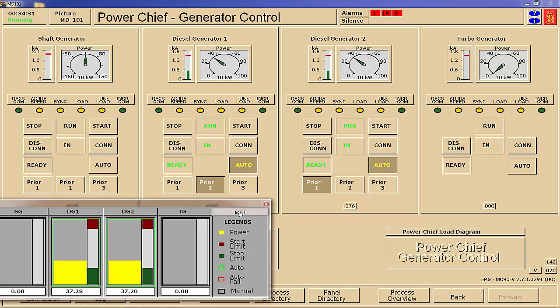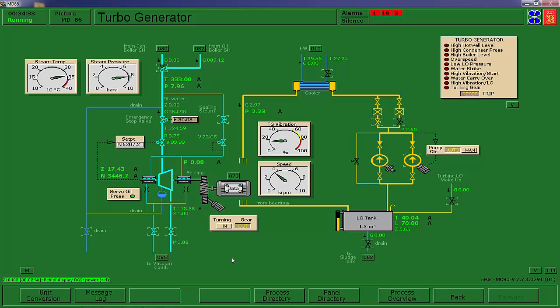So let's go back and bring this guy up and running. And I'm watching RPM here. And again, you just crack this valve open and it'll come up to speed pretty darn quickly. This is really absolutely ridiculous to me. It bothers me.